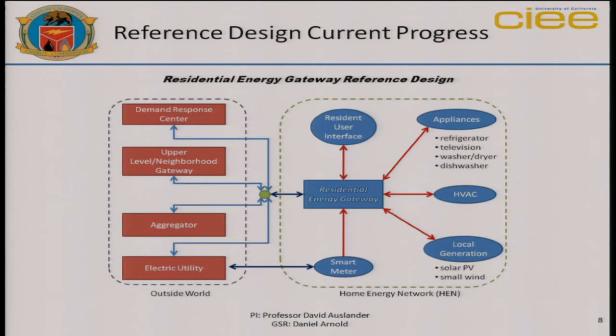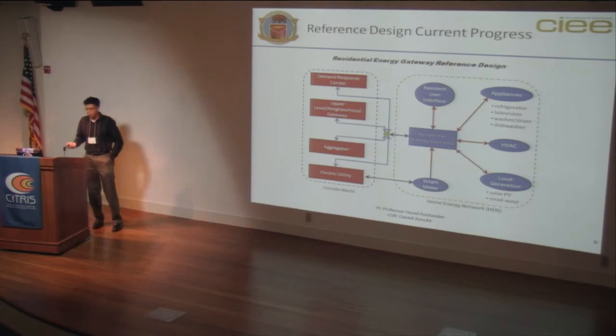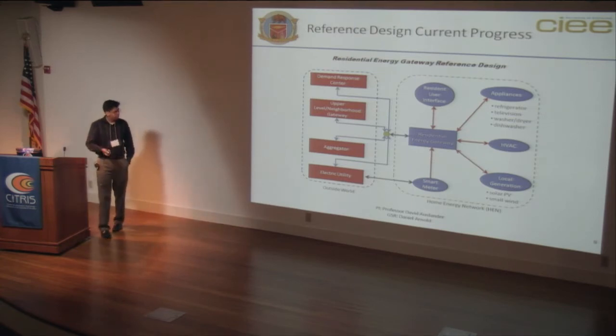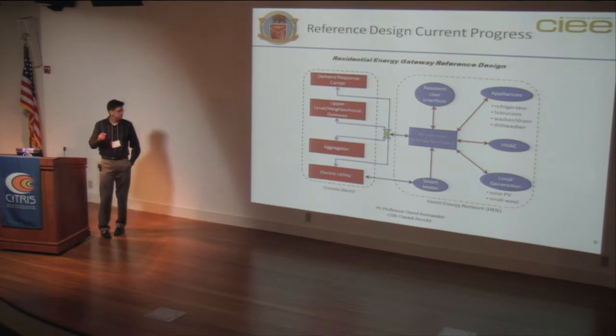So, just a diagram of how our residential energy gateway would communicate with physical entities in the home area network. Clearly, within the home, the gateway is the coordinator for all energy-related information exchange. It's also the mechanism by which information is exchanged with elements in the outside world, with the exception of the electric utility's back end to your smart meter.